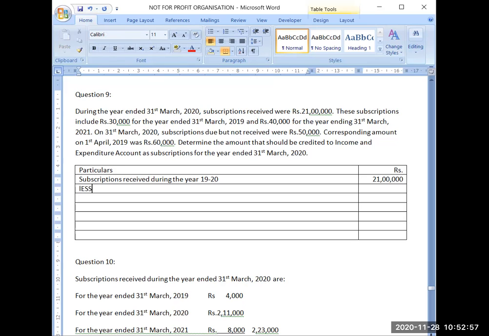So that needs to be subtracted. Less: subscriptions received for the year 2018-19, and that amount is 30,000.